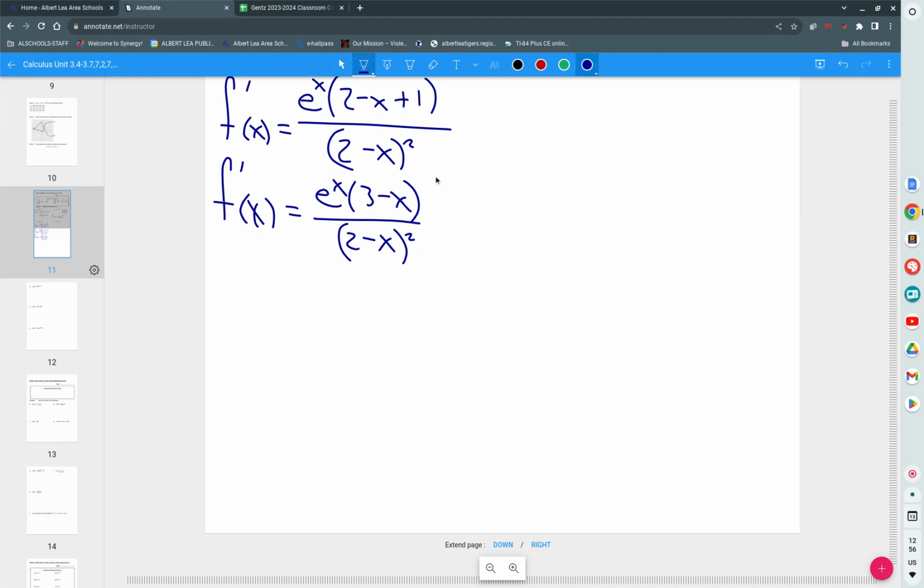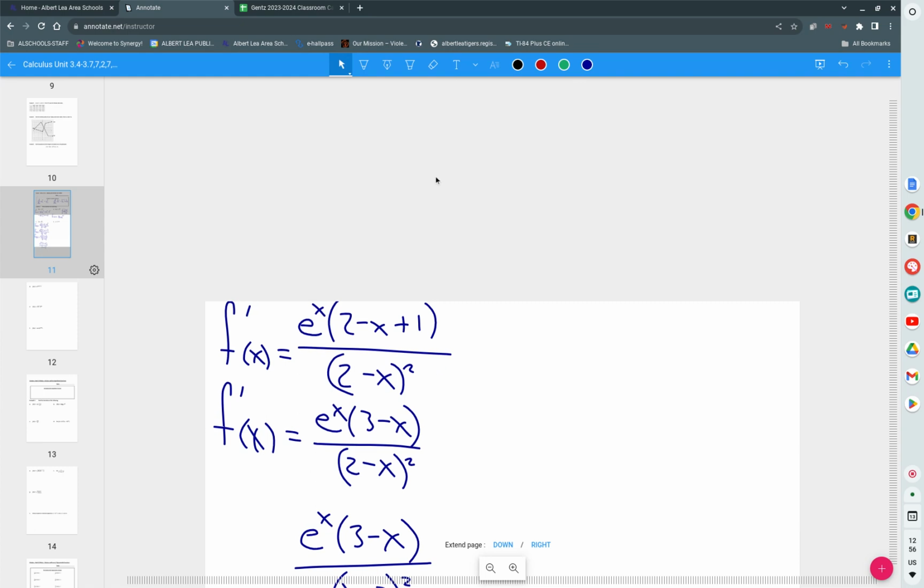This could also be written as e to the x times (3 minus x) over (x minus 2) quantity squared, because if you factor negative 1 out and square it, it becomes positive 1. Those are the same expressions. Trust me, if you square that out, you get the same as that squared. And obviously you could factor negative 1 out of that piece as well, couldn't you? Yeah. Okay, so now that you see that.